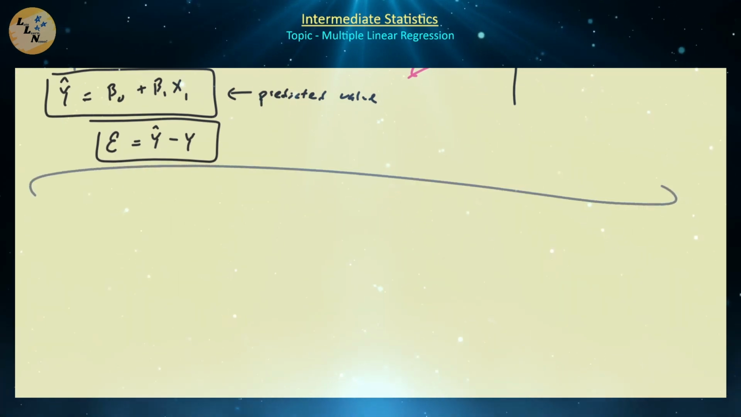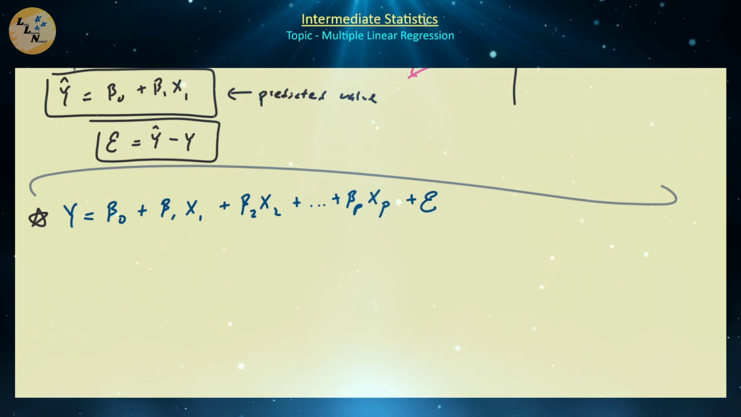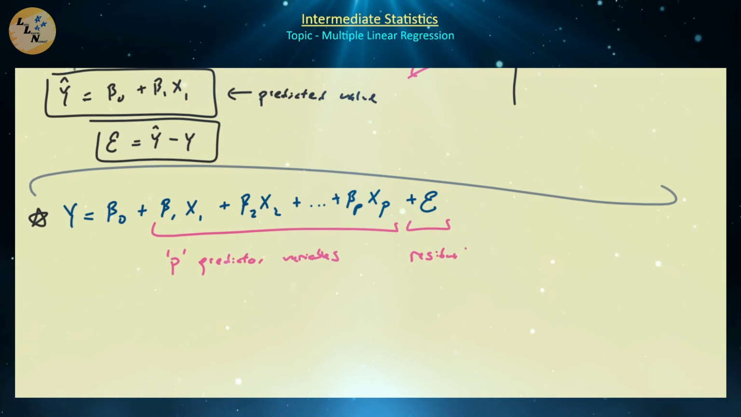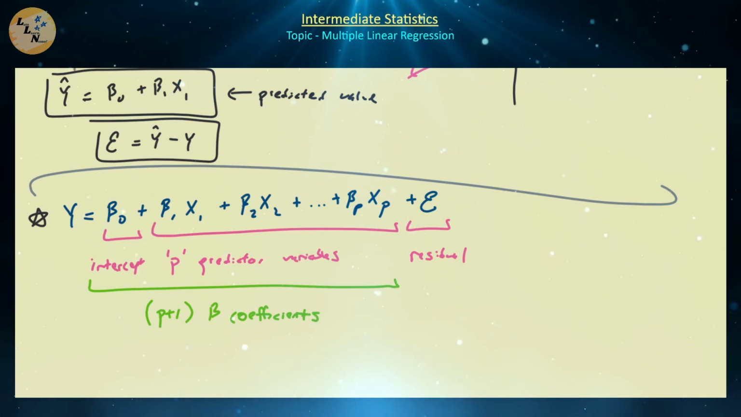So now what we're going to do is extend from one predictor variable to multiple ones. So our model is going to be of the form y equals beta 0, our intercept term, plus beta 1 x1, plus beta 2 x2, all the way down to beta p xp, and then plus our epsilon term. So these are our p predictor variables. This epsilon is going to be our residual term, same interpretation as before. And we also have our intercept term. And obviously, if I have p predictors and one intercept term, that means I have p plus 1 beta coefficients in what we call the multiple linear regression model.